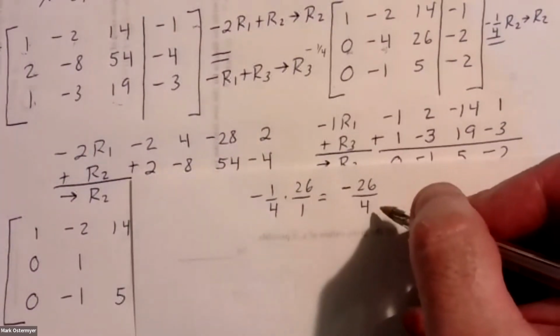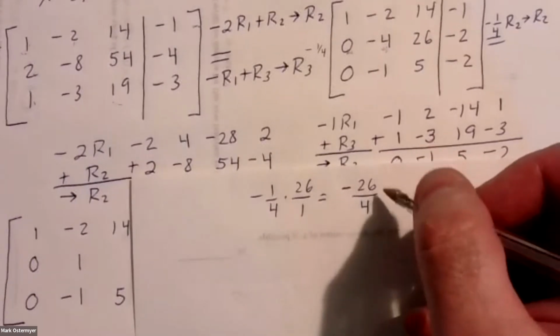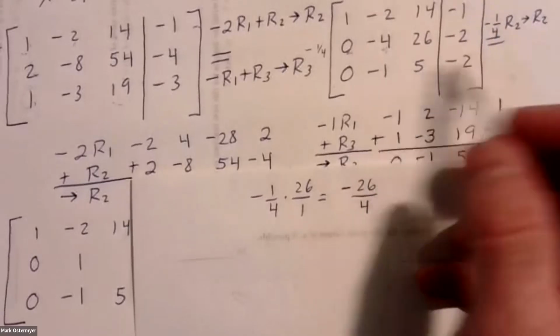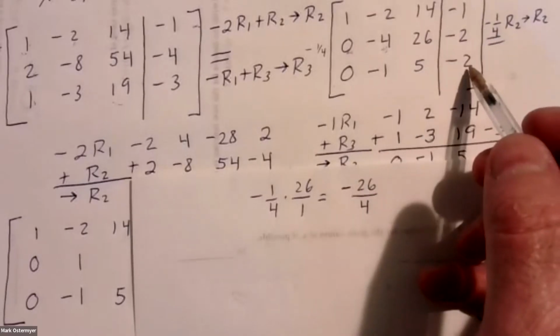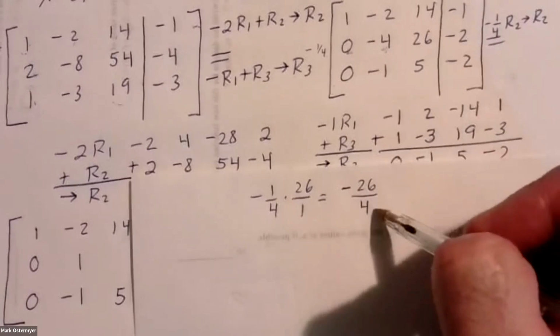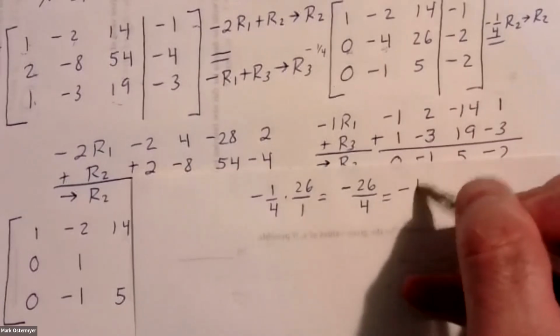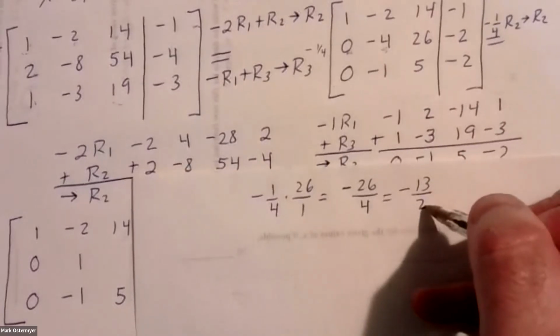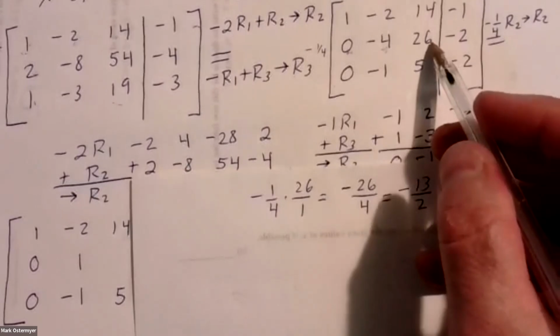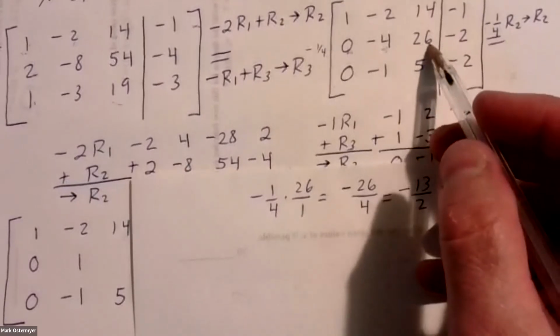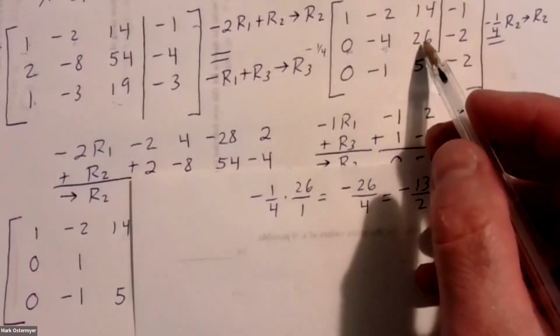What you don't want to do, ladies and gentlemen, is turn your fractions into decimals. Don't do that. You think fractions are messy. Decimals are a nightmare. Never turn your fractions into decimals when using Gaussian elimination or Gauss-Jordan. Always leave them as fractions. You can reduce them, but leave them as fractions. This can reduce, by the way, down by 2 to negative 13 halves. So that's going to be my new 2-3 entry, negative 13 halves, after having multiplied this by negative 1/4.